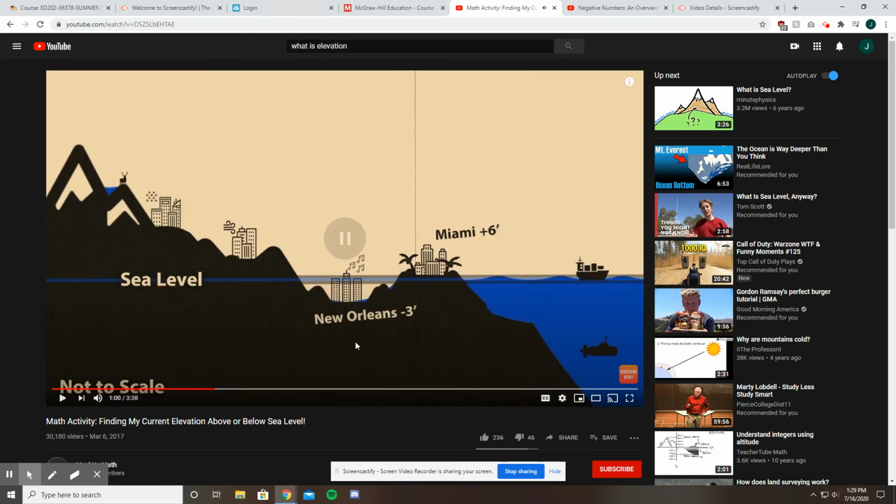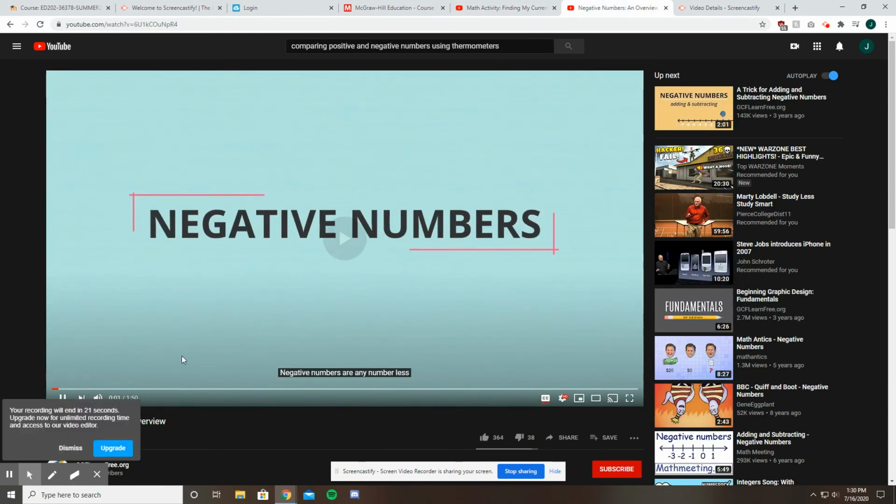Then he gives this graphic right here. You see this consistent line right here. That is sea level. Miami being 6 feet above sea level. New Orleans 3 feet below. I think that gives a good relation of what sea level is. And then negative numbers.